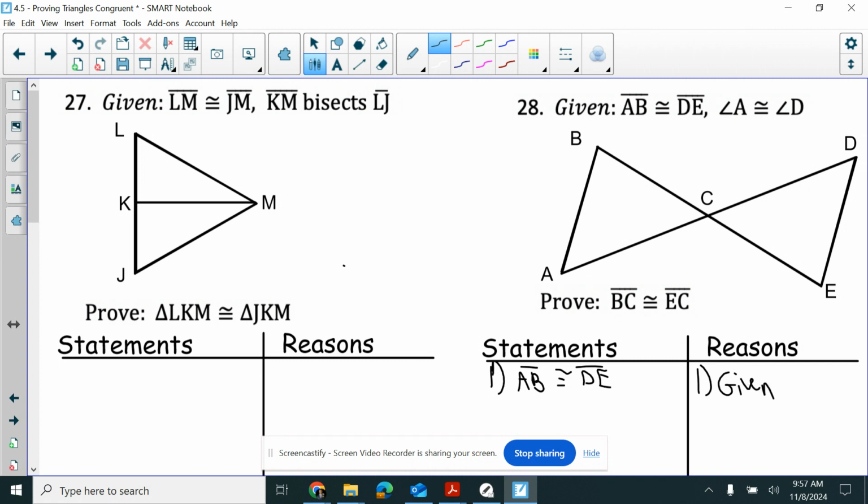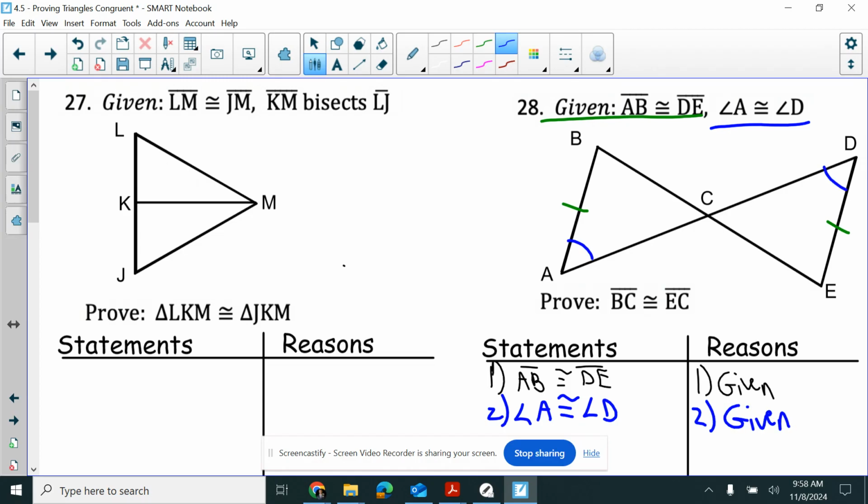So after I write that down, AB and DE, I'm going to add that to the picture. The next thing that was given was angle A and angle D are congruent. And I say given, that's the reason. Let's add that to the picture. Angle A and angle D are congruent. All right, so now that's everything that was given.